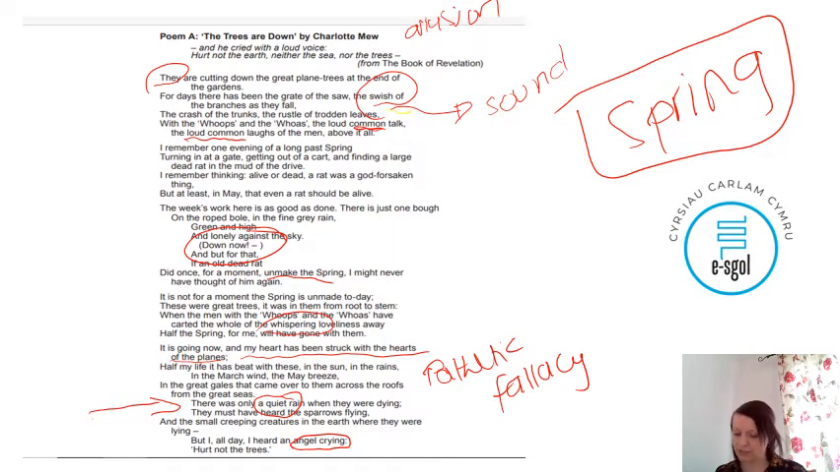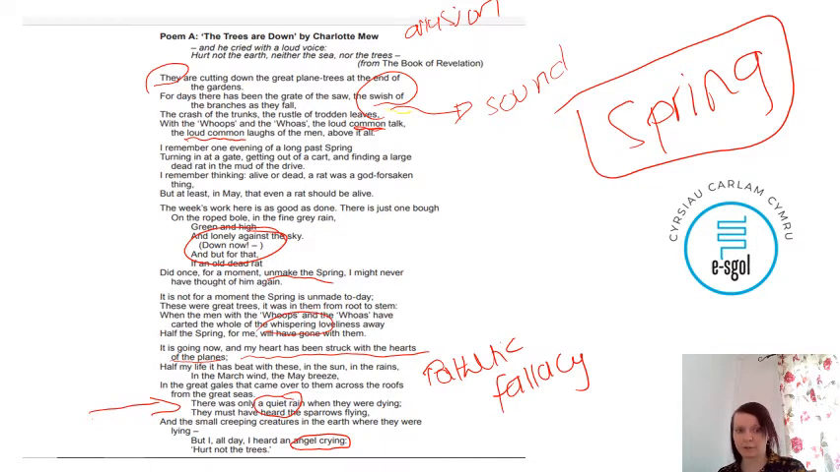And it really shows this idea that spring is used as a symbol for life and renewal to stress the cruelty of the tree's death, okay? So it goes against the norm and what should be happening, okay?